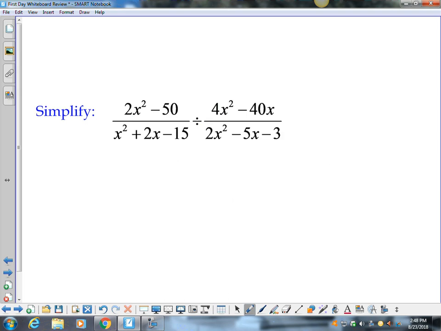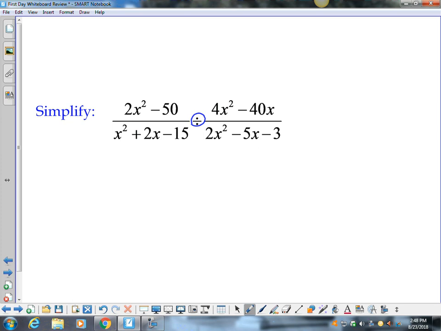Okay, simplify. I see the division symbol right here, so I know I'm going to same change flip. People call that KFC, keep, flip, change. KFC makes me think of Kentucky Fried Chicken. I don't like Kentucky Fried Chicken. I like Bojangles. So I am going to always call it Bojangles. You're going to hear that for the entire year. So when I say Bojangles, I'm talking about keep, flip, change.